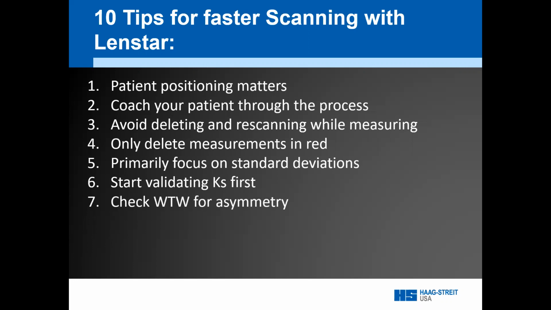Number 7, just briefly check your white to white measurements for a normal 12 to 12.5 millimeter reading and for asymmetry. Number 8, check your pupillometry, but only if it matters. I recommend having a conversation with your surgeons and checking to make sure that pupillometry is even something they're looking at. If they do, you really only need to check it if the measurement is abnormal or missing. Pupillometry is used for reference only and not for calculation purposes.